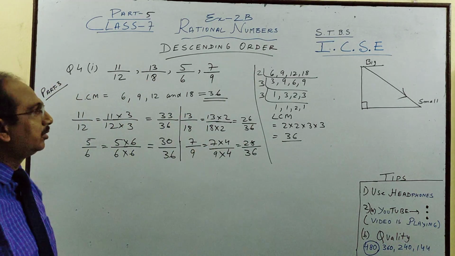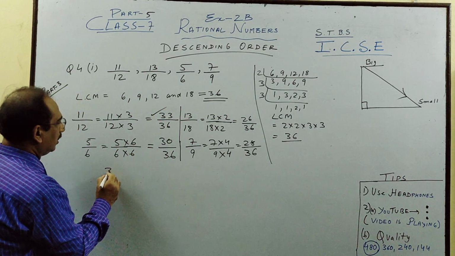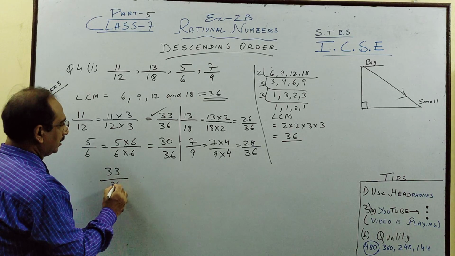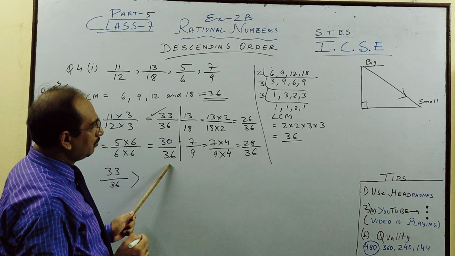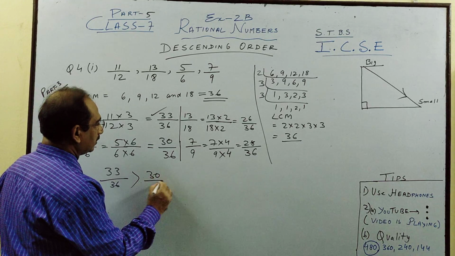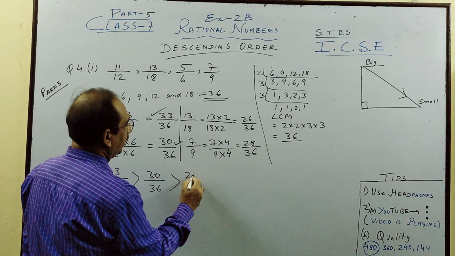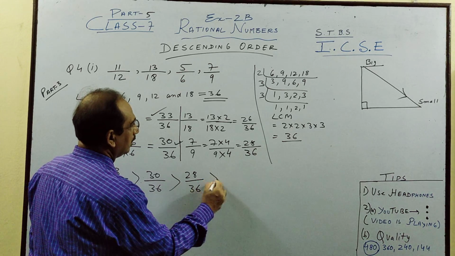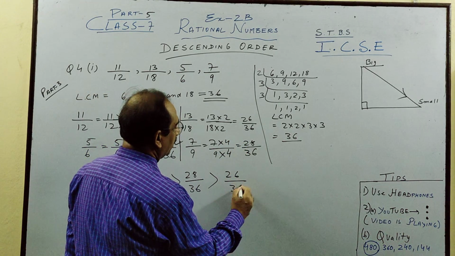Now, descending, big to small. Which is the biggest over here? See this, 33 by 36 is bigger. Next is 30 by 36. Next is 28 by 36. And the last one is 26 by 36.